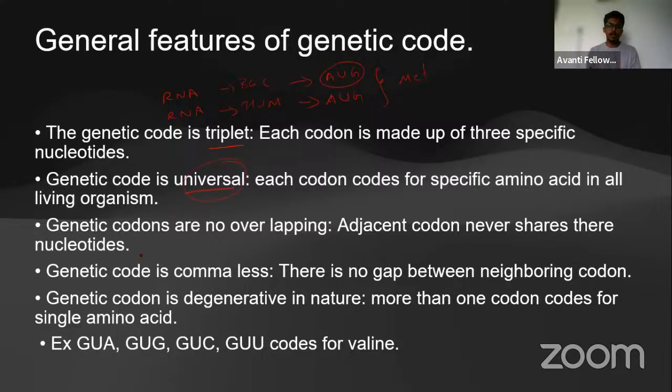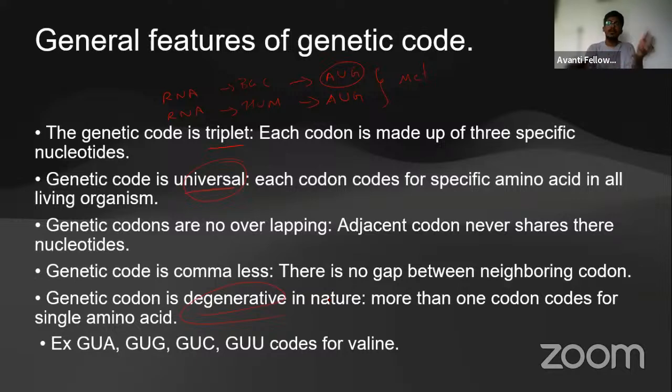Next one. They are not overlapping, and they do not share the nucleotides. Non-overlapping in the sense that you don't have separations or any punctuation like comma, full stop, exclamation, nothing. Once you start at the 5 prime end, you continue until the 3 prime end. And the code is degenerate, which is such an important nature of the genetic code.